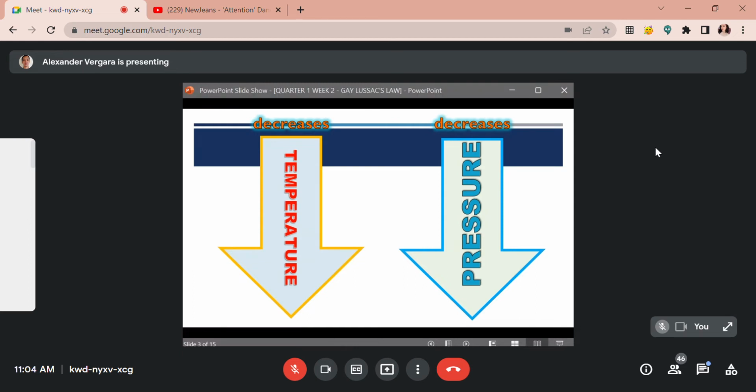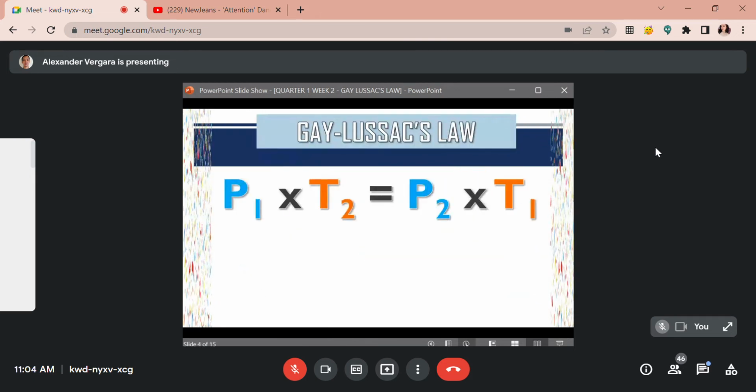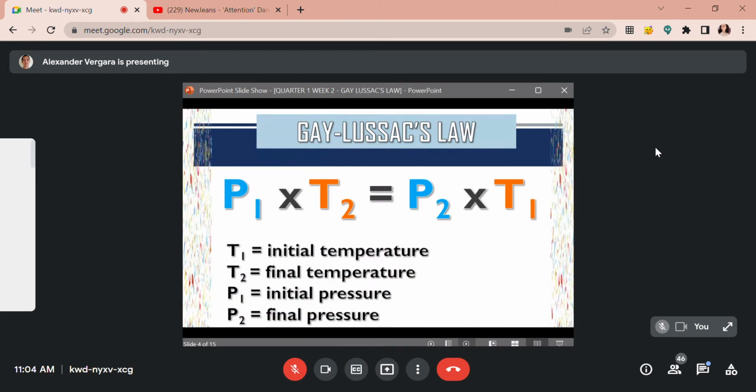Then on the other side, if the pressure increases, then the temperature will also increase. Now look at this one. Here is the general formula for Guy Lussac's law. P1 times T2 is equivalent to P2 times T1, where P1 is our initial pressure and P2 is the final pressure, while T1 is the initial temperature and T2 is the final temperature. And always remember, in Guy Lussac's law, the temperature must be converted into Kelvin.